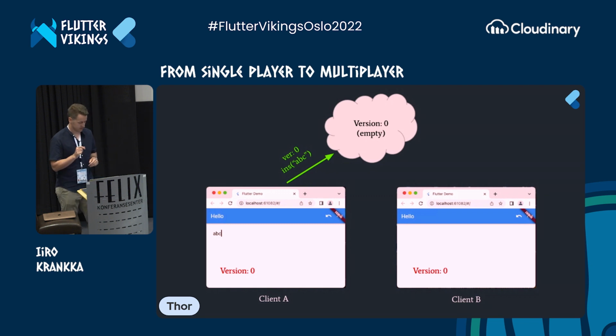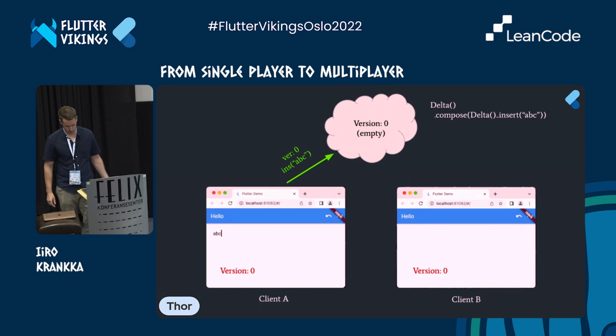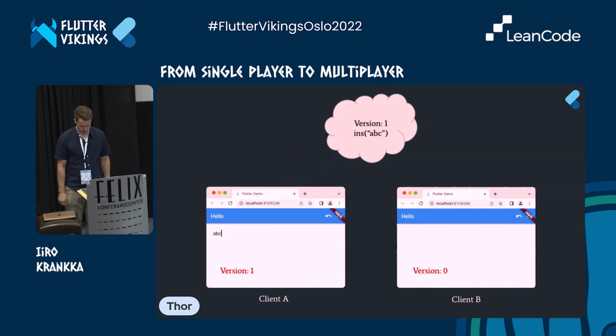It also sends version 0 with the change so that the server knows that this change is made on a document that has version 0. The good thing here is that the server version of the document is also 0, so we can just use the compose method that we had, and the delta will be empty because the document is empty. We just say delta.compose, insert that, and then the server version will be 1 with this content. Client A also bumps the version, and now client A and the server are up to date.